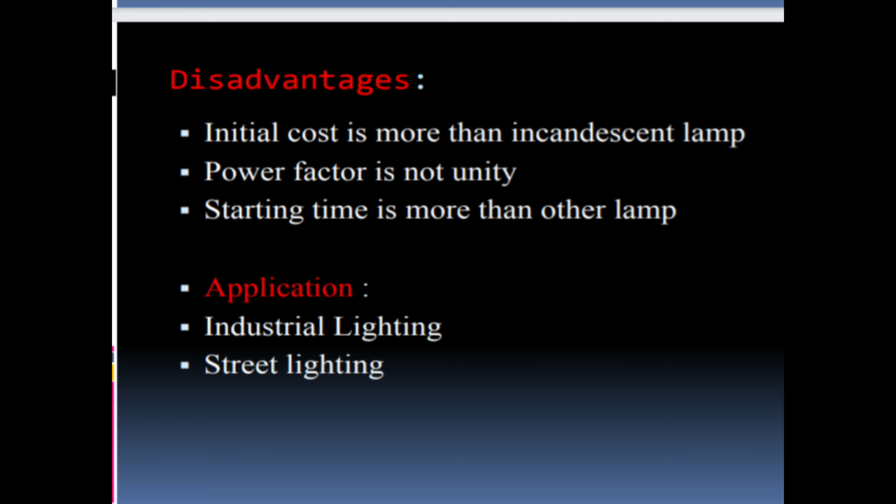Then disadvantages of this: initial cost is more than incandescent lamp, power factor is not unity, and starting time is more than other lamps. Then applications: first is industrial lighting and second is street lighting. So these are the advantages, disadvantages, applications and construction of the fluorescent tube.